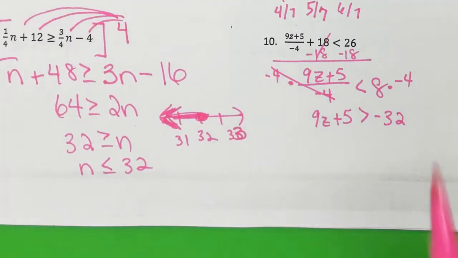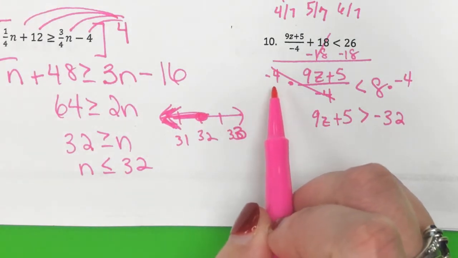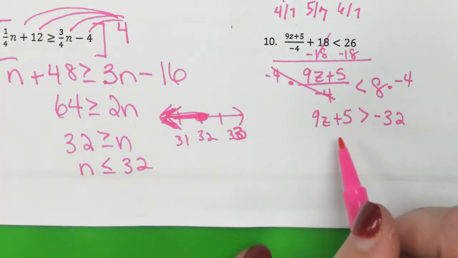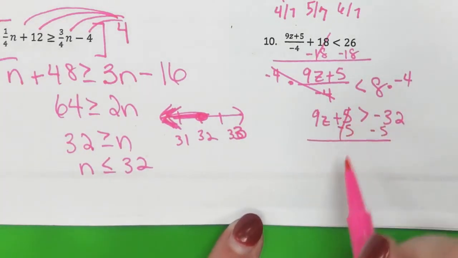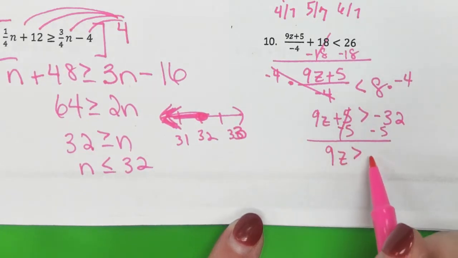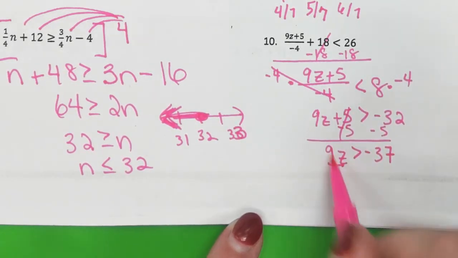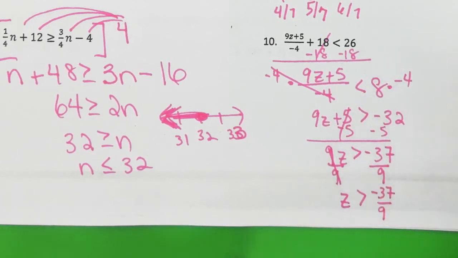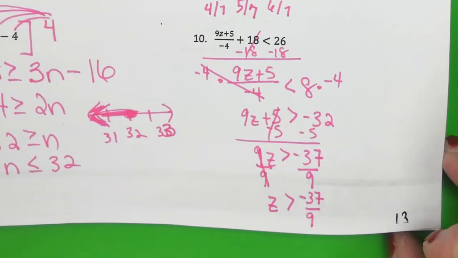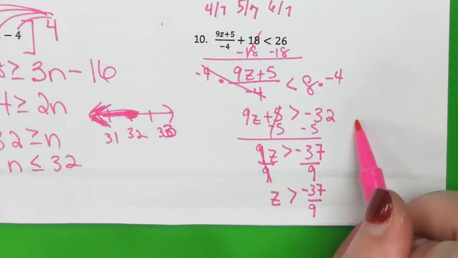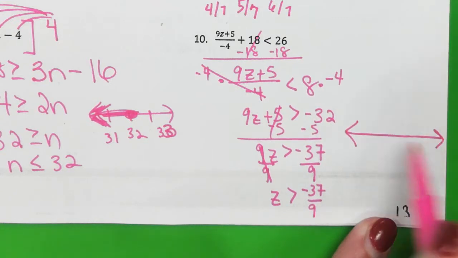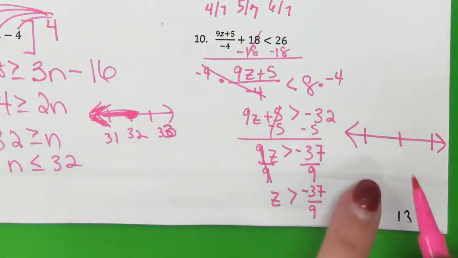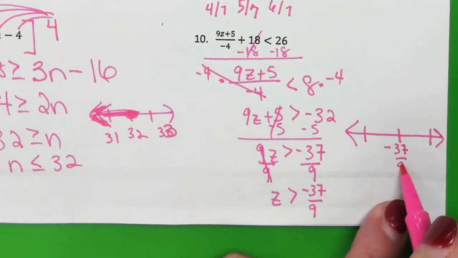All right, so look right here. What happens to the inequality when you multiply by a negative? It switches, right? Then you're going to subtract 5. So you get 9z is greater than negative 37. Keep it as an improper fraction. It'll make your life easier down the road, okay? Y'all okay so far? All right, so that'd be negative 37 over 9.